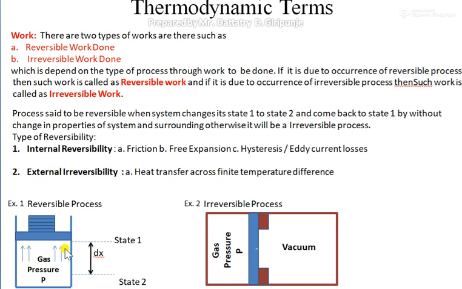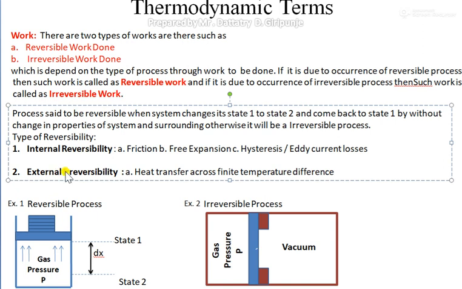Okay, so we can say the system is externally reversible whenever there is no exchange of heat between system and surrounding. And exchange of heat between system and surrounding takes place whenever there is a temperature difference between them.